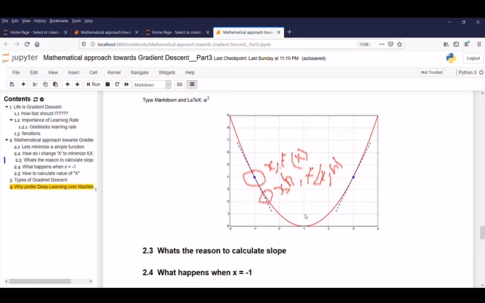Please bear with my handwriting, guys. So to calculate slope, we need 2 points. One point is x and f of x. The other point is x plus h. If x becomes x plus h, then f of x becomes f of x plus h. What's the slope of the line? y2 minus y1 divided by x2 minus x1.